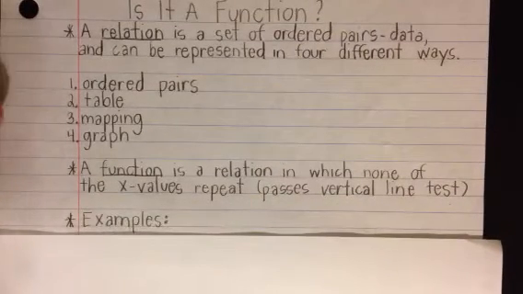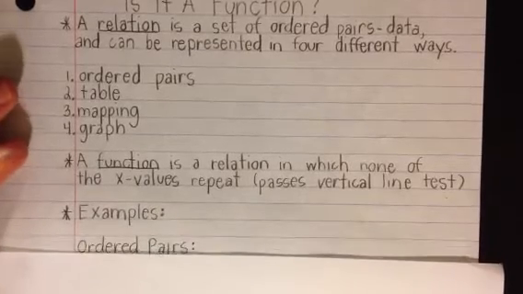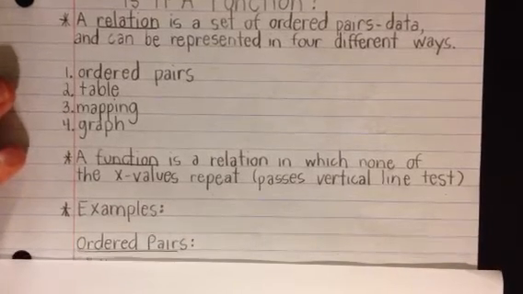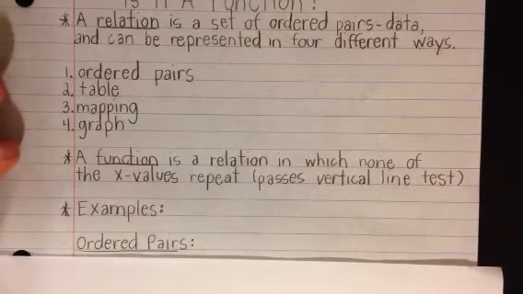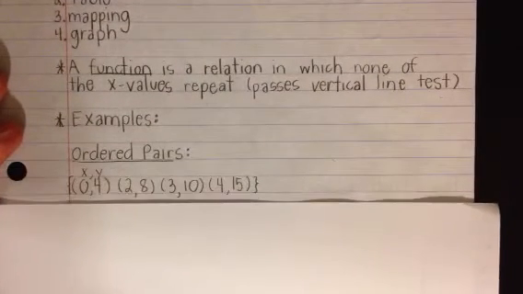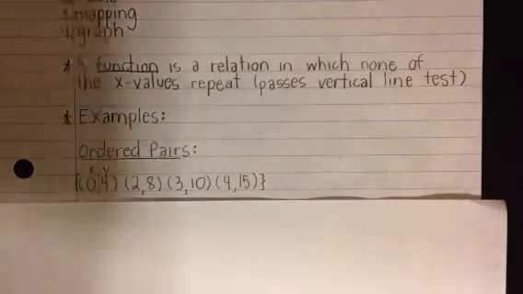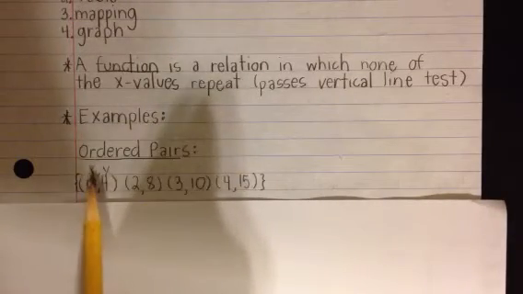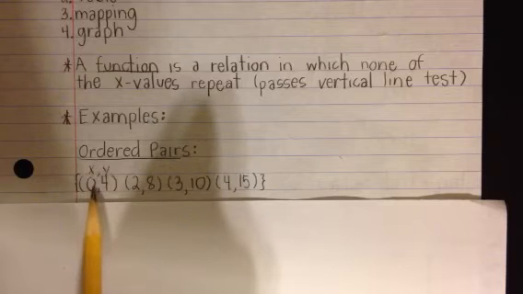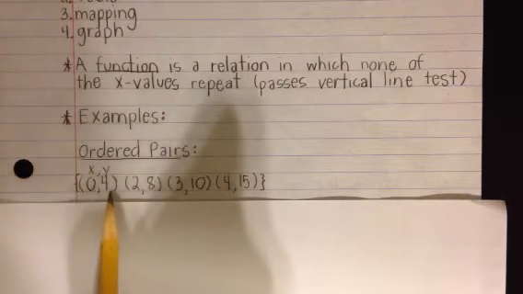Alright, let's look at some examples. Let's first look at that first kind of representation. Let's look at some ordered pairs. So look at this first set of ordered pairs. Write it down. I want you to remember that when you have an ordered pair, the first number is the x value, the second number is the y value.